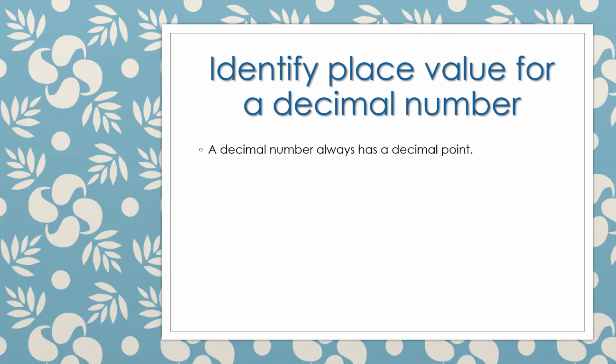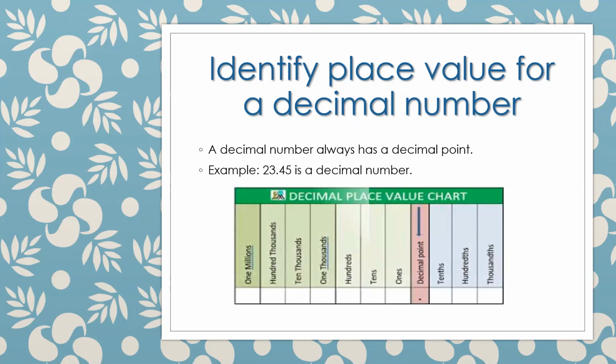A decimal number always has a decimal point. It has many decimal places because there can be many numbers after the decimal point. The digits following the decimal point show a value smaller than 1. The first place after the decimal is called the tenths place, as it is got by dividing the number by 10.